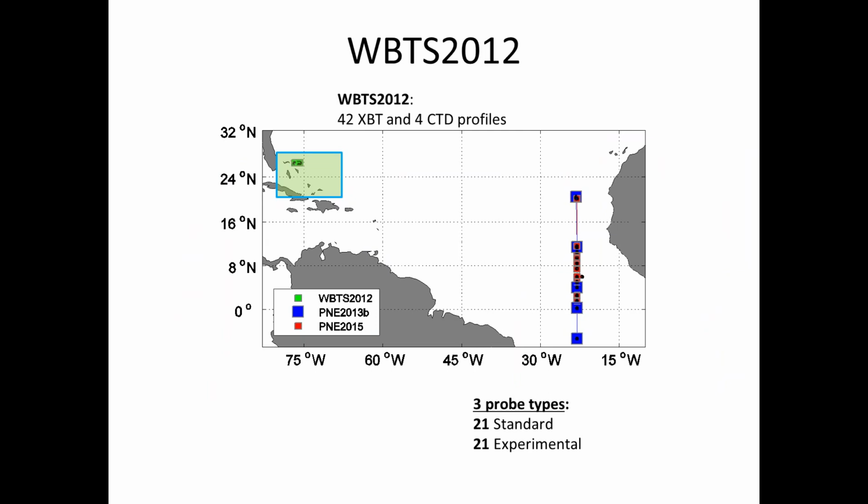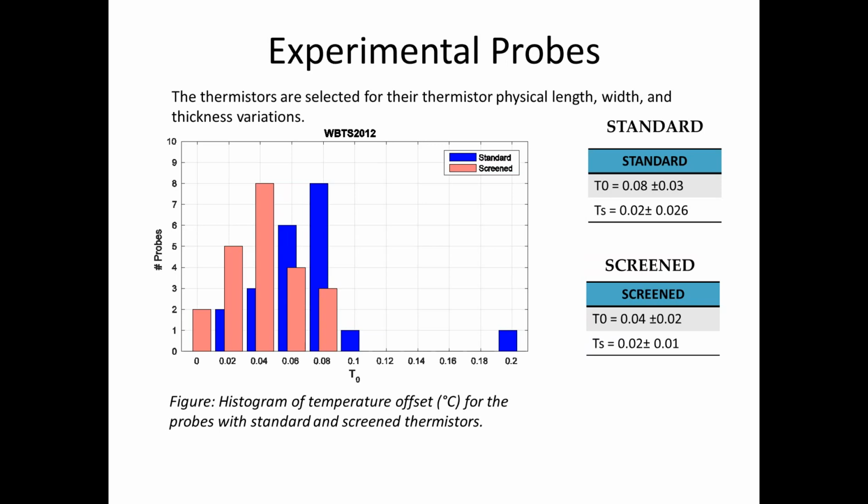So I go to the results. I start with the Western boundary time series. Again, these are two probe types, the standard and the experimental. So we're going to show how constraining the thermistor would improve the temperature accuracy. We have 42 probes, both have 21 different experiments. And for the experimental probes, we see that just by constraining the thermistor, we reduce in half the temperature bias in this population. Of course, we have just 20 samples.